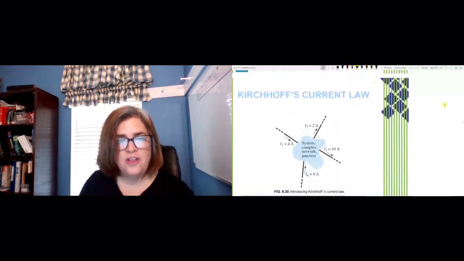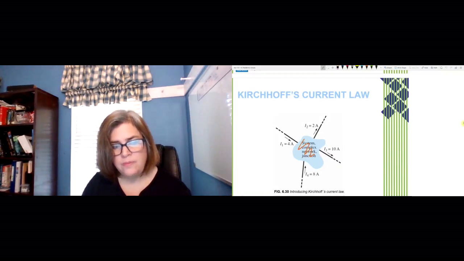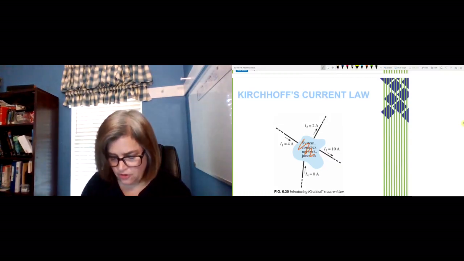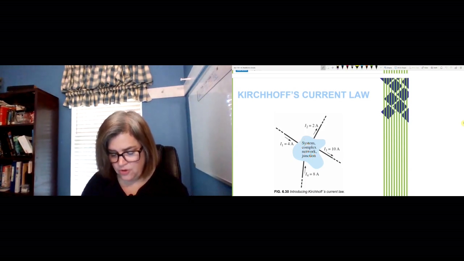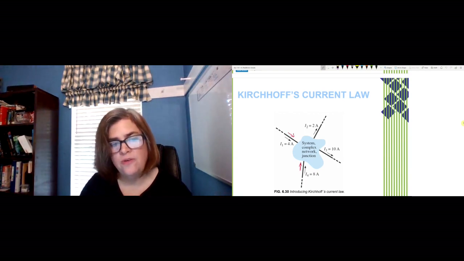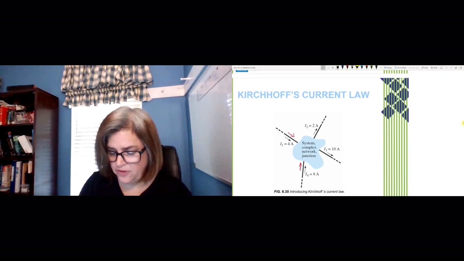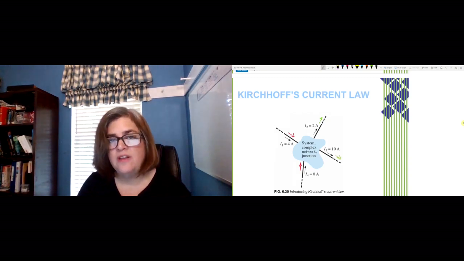So for our circuit here, we don't even know what's going on inside this blue area here. It could be any circuit at all. We don't really care what's going on in there. But what we do know is if we have 4 amps coming in over here and 8 amps coming in over here, that's 12. We have to have 12 amps leaving. So we've got 2 amps leaving this way and 10 leaving this way. So that makes sense. The current coming in has to equal the current leaving.